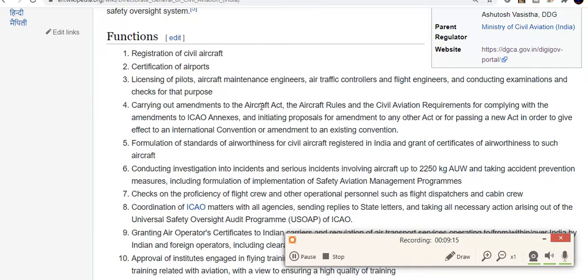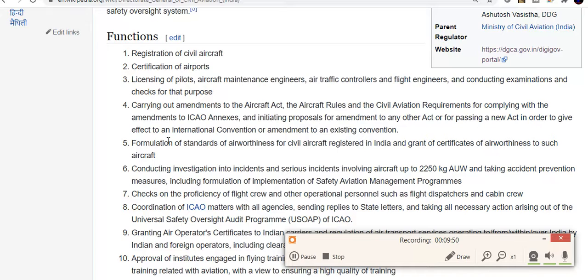So when it comes to the amendment of different things, amendment to ICAO, International Civil Aviation Organization annexes, and initiating the proposal of amendment to any other act with respect to the aviation sector. Carrying out the amendment in these things is also the responsibility of this body, not directly, but it will recommend and suggest to the Government of India that you have to do such kind of thing, because it will give recommendation and advice to the government, to the Ministry of Civil Aviation, and the Ministry of Civil Aviation will initiate the process of amendment.